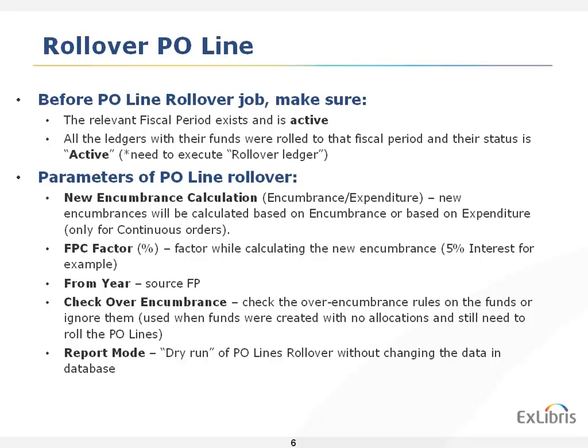The next process, and the main one, is the PO line rollover. Before we execute the PO line rollover job, we must ensure that we do have a next fiscal period. The next fiscal period is active. We have allocated funds. All of them are active. This is a prerequisite of the PO line rollover job.